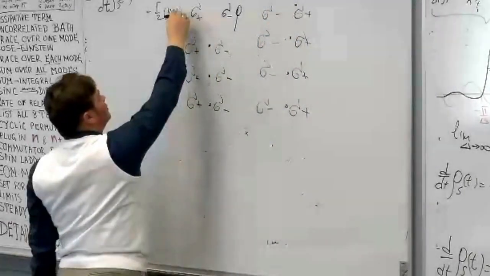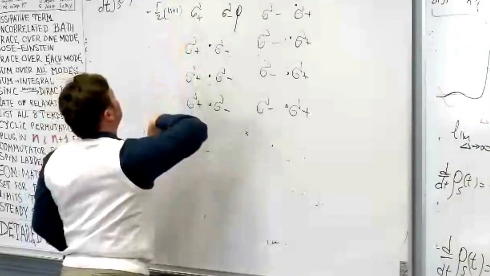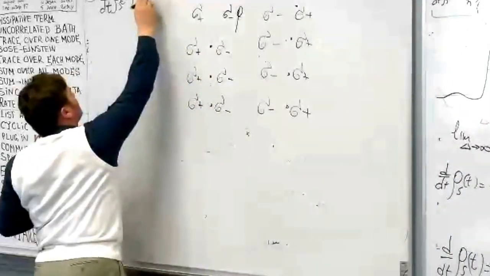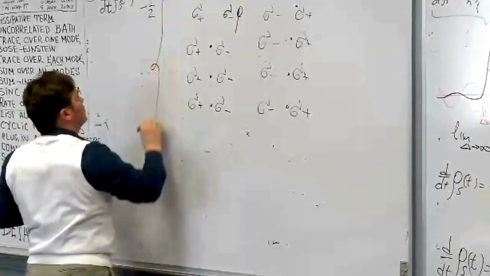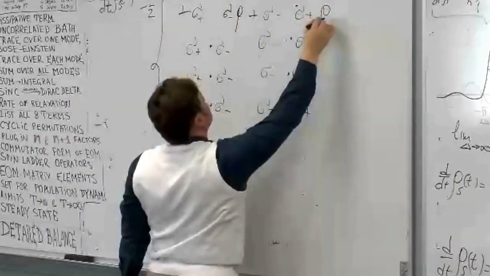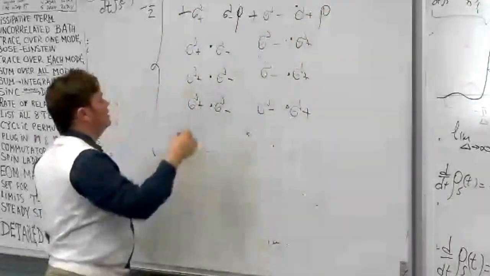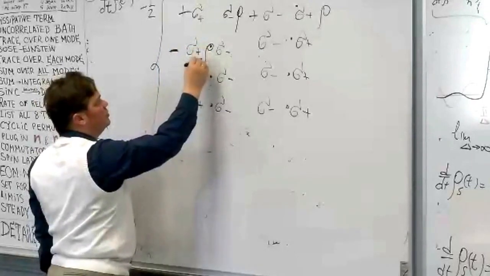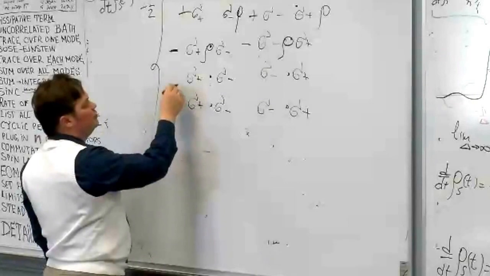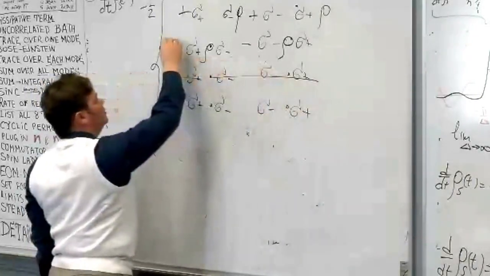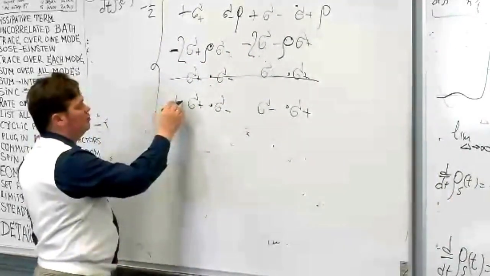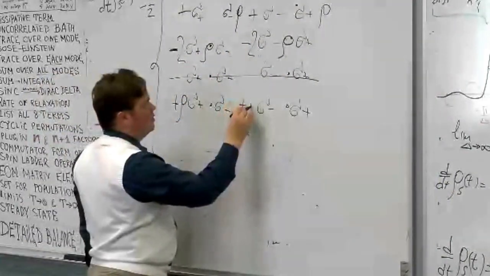So here we have plus rho. In the second row we have minus and rho in the middle, minus and rho in the middle. Here actually, we don't need to write this one, we can do 2 and 2. And here we have again plus, but rho goes up front.